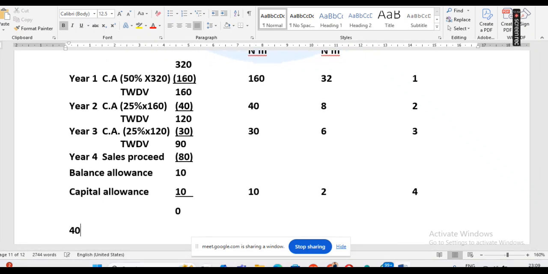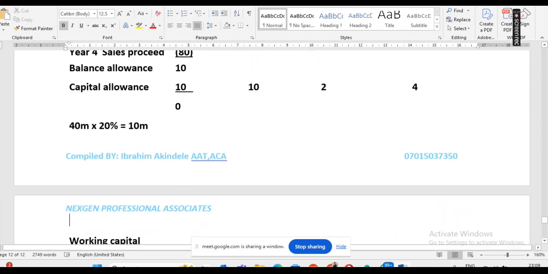Maybe you make 40 million, charge tax on it at 20%. You pay 20% on it. So what is the tax? If the tax is 10 million, 40 minus 10 is what? It is 30. That is what you realize. You can post 30 in the capital budget. You can still post the 40 million as the balancing charge, but just do it like this.